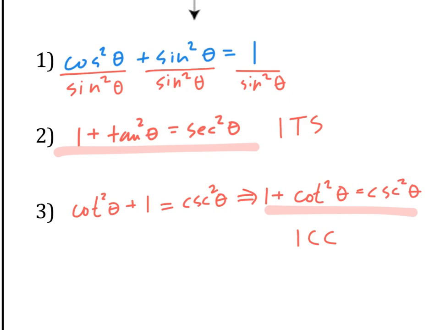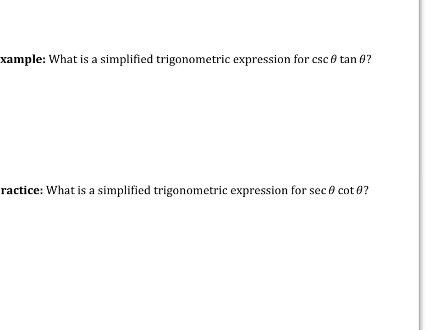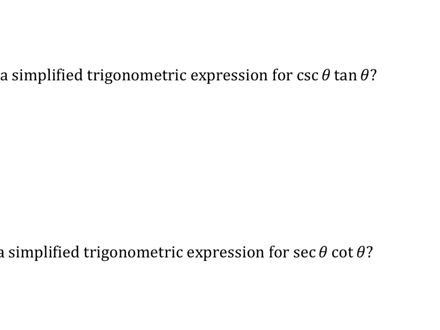Okay, so now let's go ahead and apply. Let's do easy ones first. On your homework, what you're doing is trying to simplify an expression. So it's not going to equal anything because it's an expression. But what you're doing is making it into the simplest form possible by changing things around to its other identities. So for example, cosecant times tangent. Cosecant, remember, is 1 over sine.